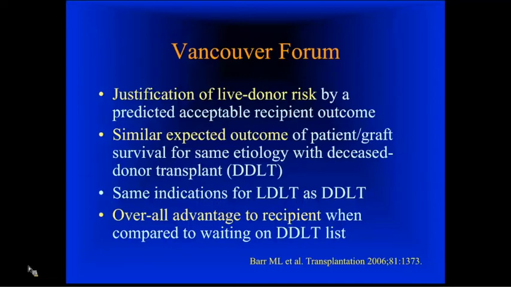So the Vancouver Forum was held, and the key points were that the risk to a live donor needed to be justified by a predicted acceptable recipient outcome, and that there should be similar expected outcome if the recipient received a graft from a live donor or from a deceased donor. And that there should be an overall advantage to the recipient when compared to just waiting on the deceased donor list.